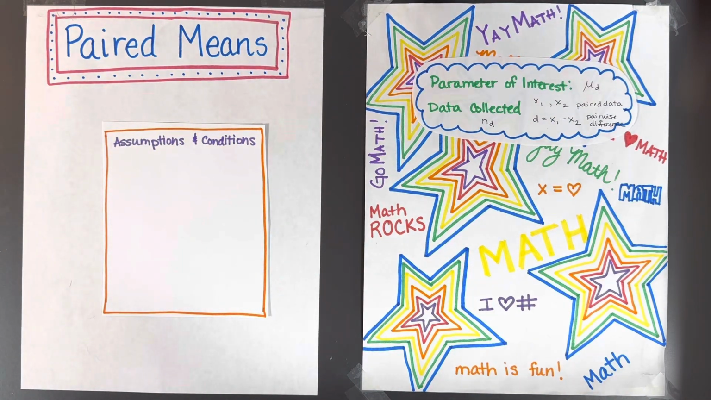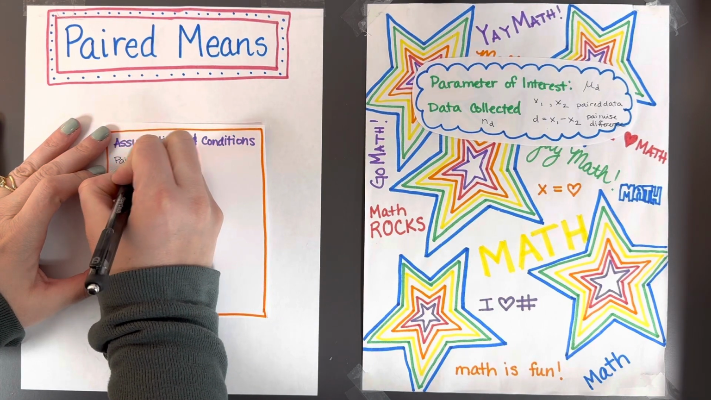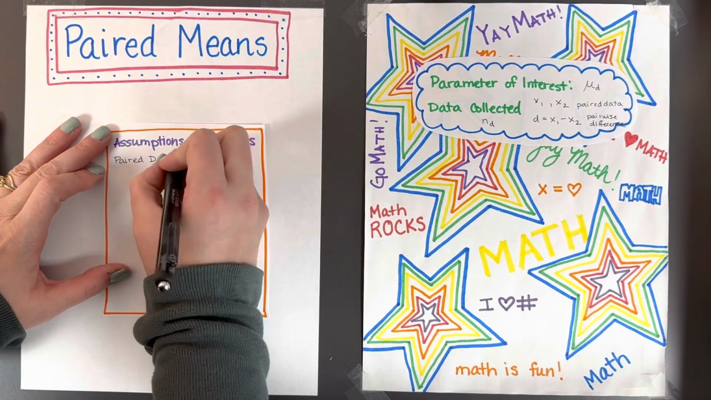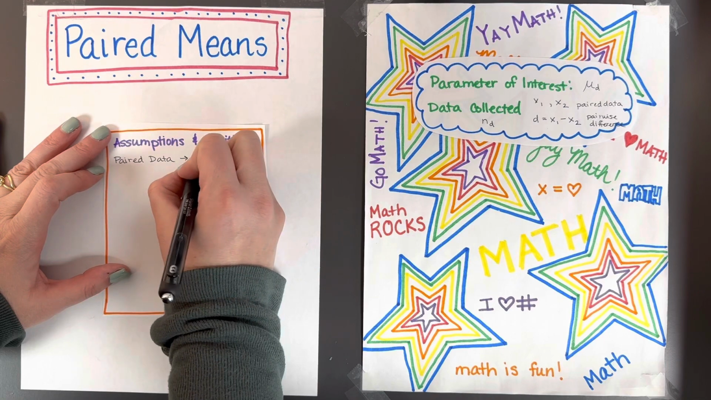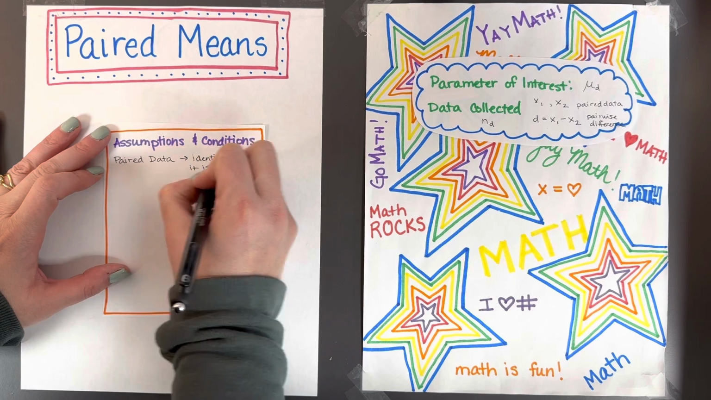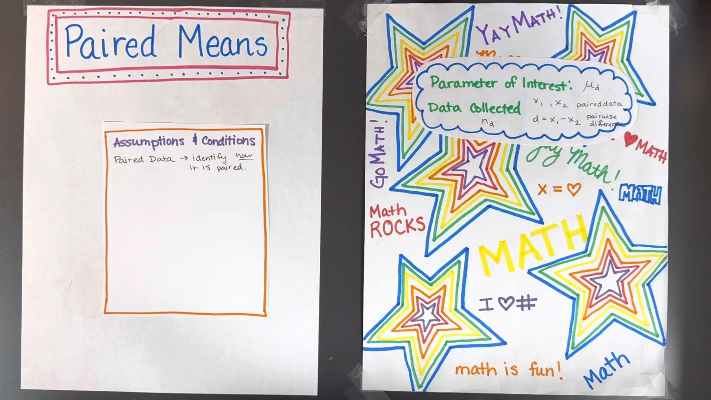With paired means, our assumptions and conditions that we need to check are going to be very similar for the most part, but our first assumption and condition is different from anything we've done so far. And that is that we must have paired data. And with this paired data, we want to identify how it is paired. So this means we do not have independent samples. These samples are paired. It could be paired by person. It could be paired by location. It could be paired by couple. But we want to identify how the data is paired to make sure that we know it is not independent.